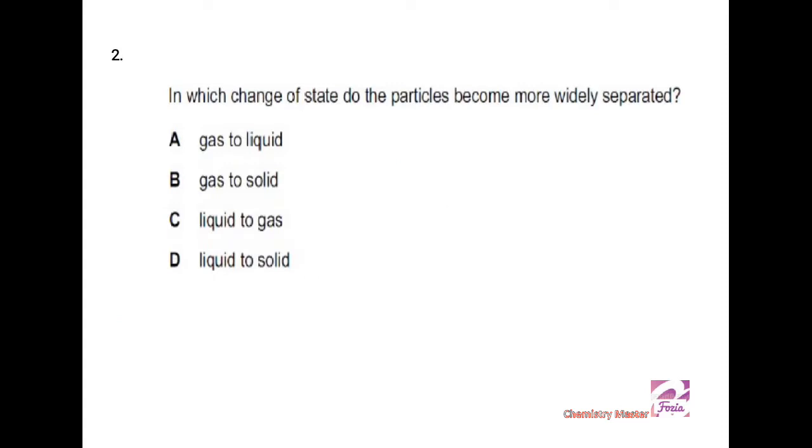The second MCQ. In which change of state do the particles become more widely separated? Now, option A is gas to liquid. From gas to liquid, the particles get closer. In option B, gas to solid, again the particles become orderly arranged to become a solid. When we see option C, liquid to gas, yes, this option seems to be very close. But what about D, liquid to solid? Again, you are just thinking about the right option, in which particles become more widely separated, and the particles are most widely separated in a gaseous state.